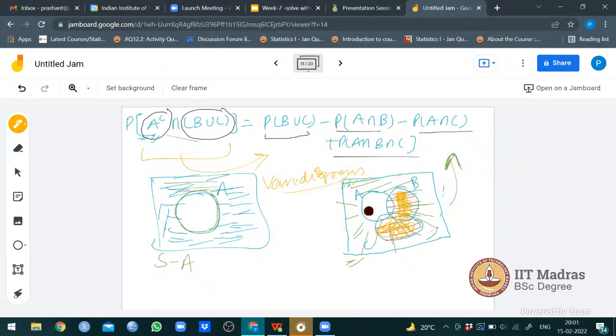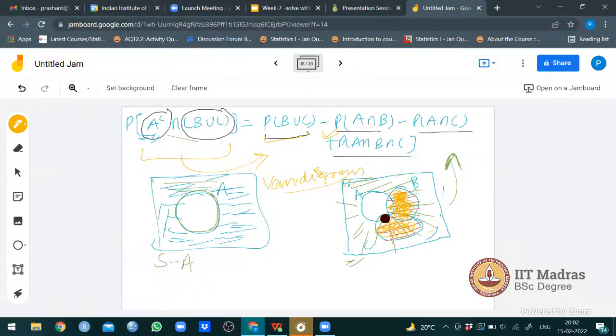This is equal to, for this you can write, to find the yellow region, this is B union C. We are considering only the yellow region, B union C, intersection with A complement. We are not considering this region, so this region will be subtracted.